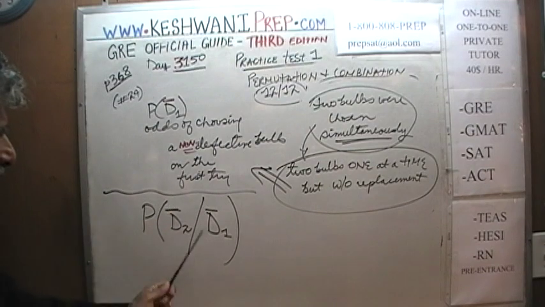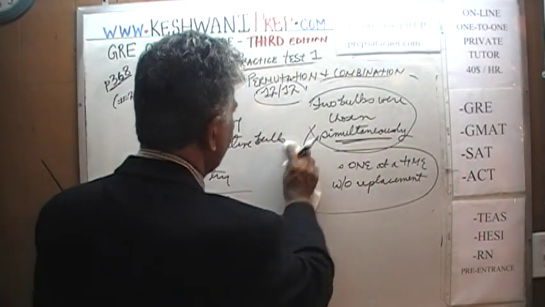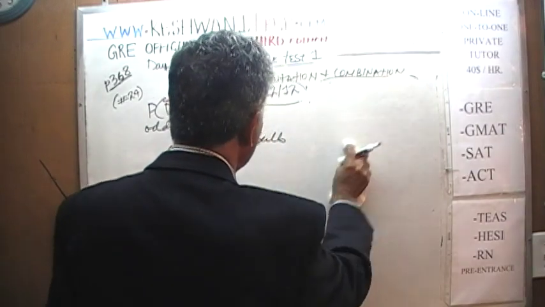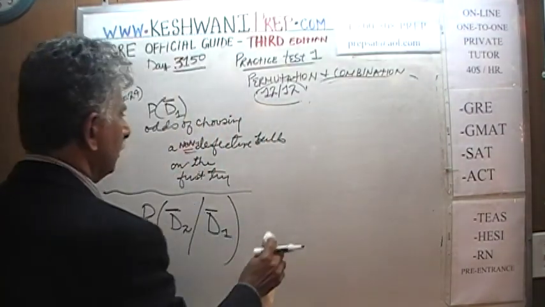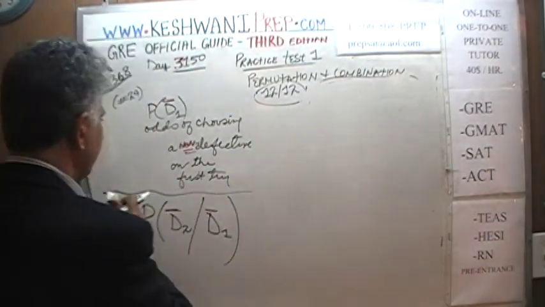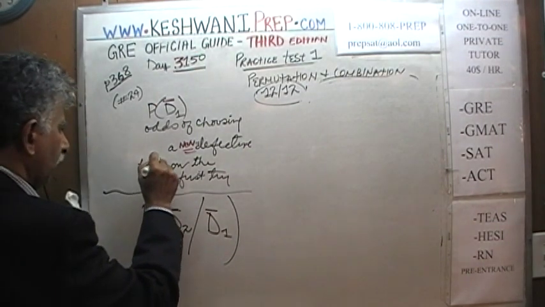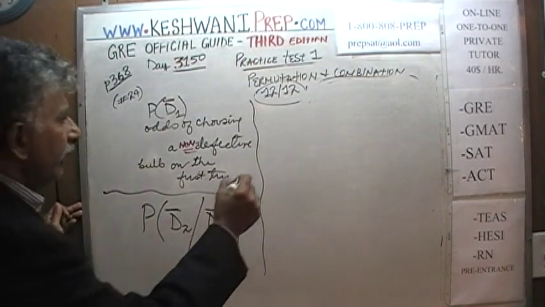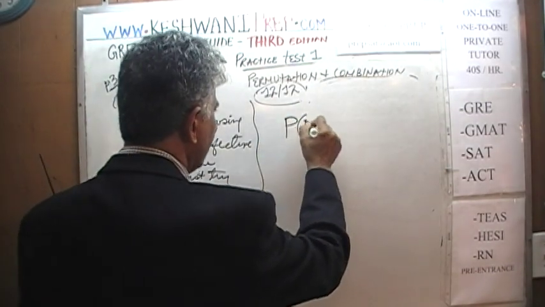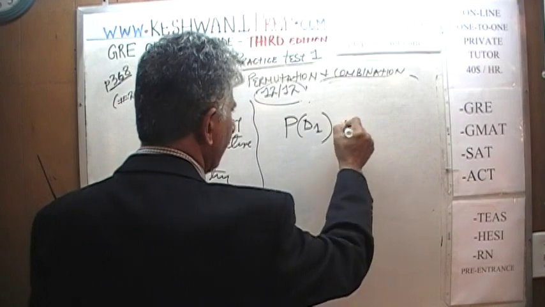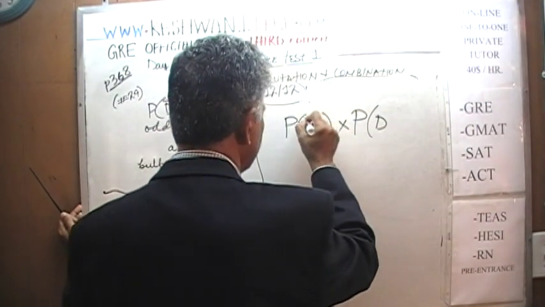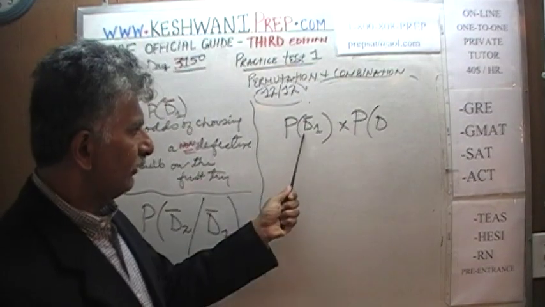I'm not going to erase all of this. Let's do it right here. Let's put this word bulb here so that we have more room. So what we are looking for is, what are the odds of choosing a defective bulb on the first try, and then times the odds of choosing a non-defective bulb.